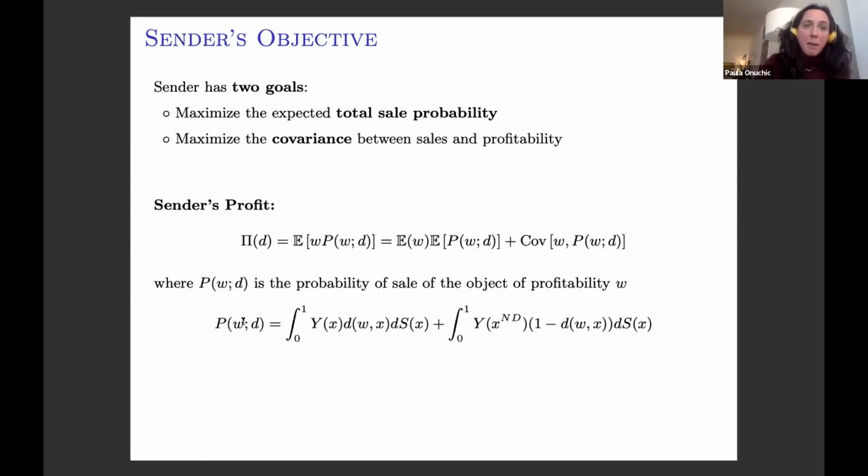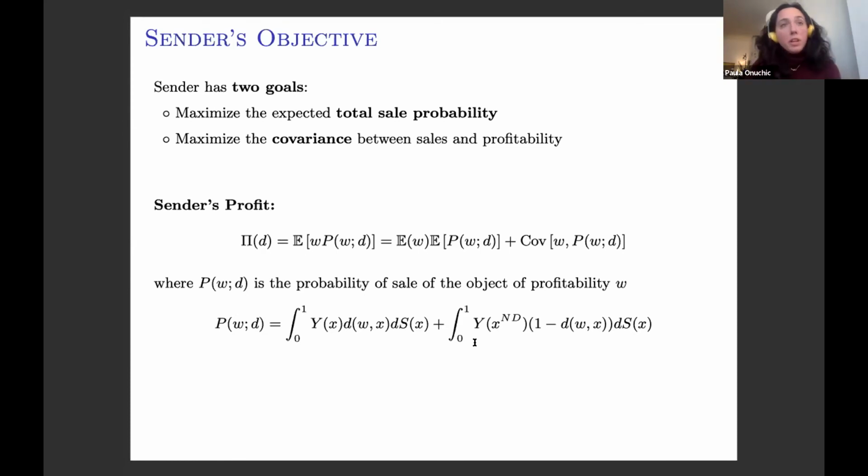There are two things that can happen. Let's say that a signal realization X happened, and then he can either disclose that signal realization, which happens with probability D of W, X. In that case, the receiver perfectly understands that the signal was X, and he buys the object with probability Y of X, where this big Y, remember, is the CDF of the receiver's outside option. So the probability that the receiver's outside option is lower than this X is Y of X.